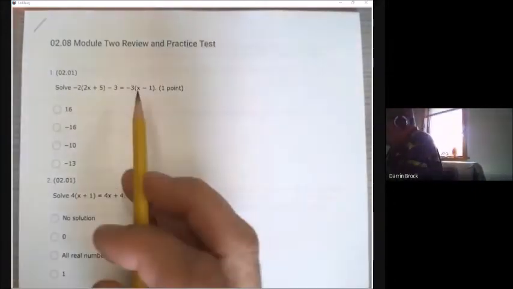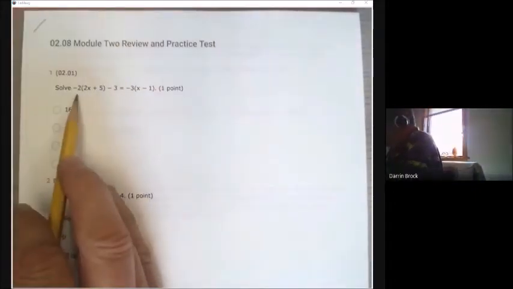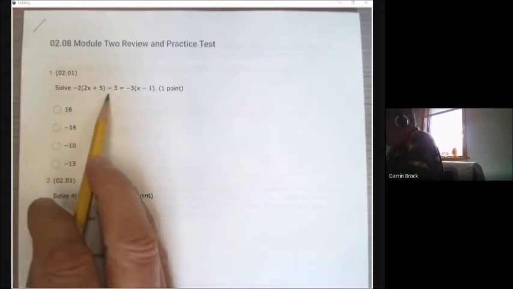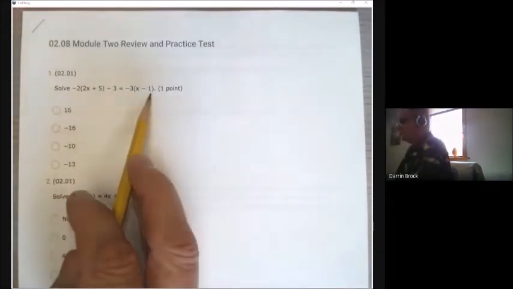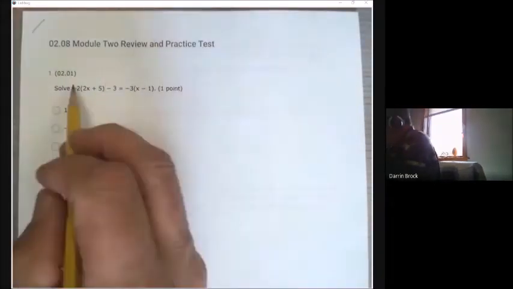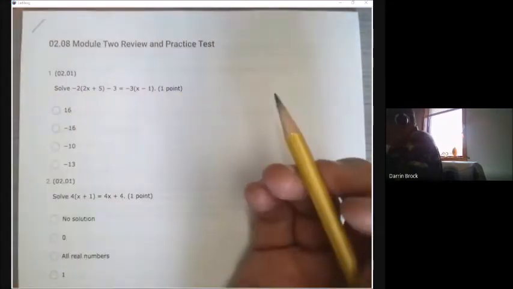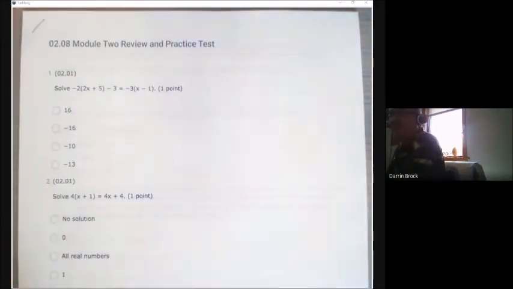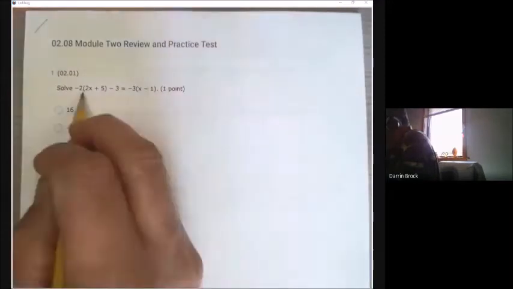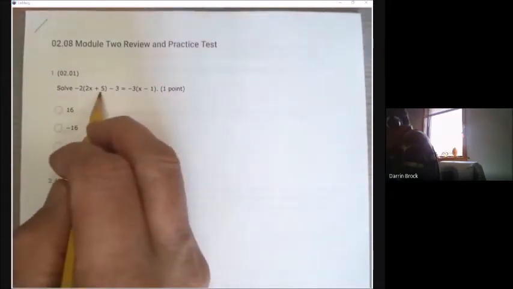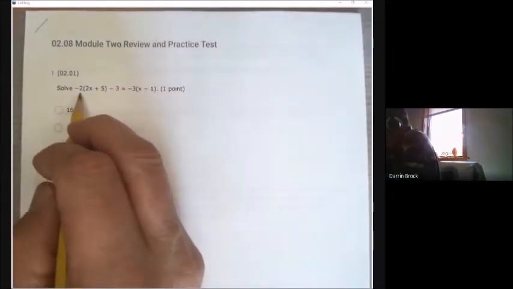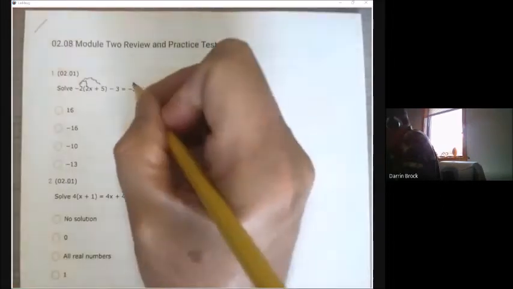But I'm going to work with this first and solve -2 times (2x plus 5) minus 3 equals -3 times (x minus 1). Now, anytime it says solve, that generally means find what the variable equals. So what does x equal in this equation? So first we need to simplify it. Parentheses are going to come first. So we need to take the -2 and distribute it inside, and take the -3 and distribute it inside.